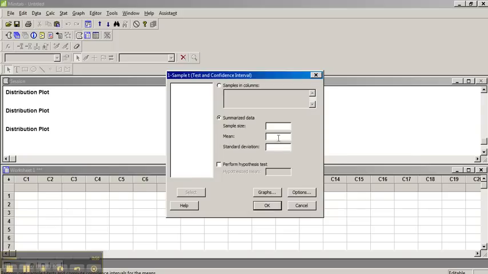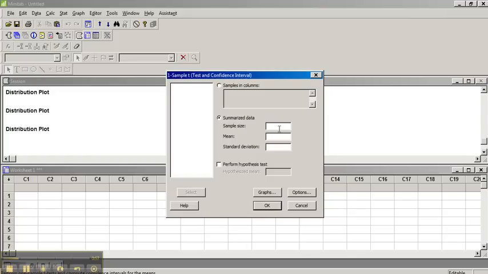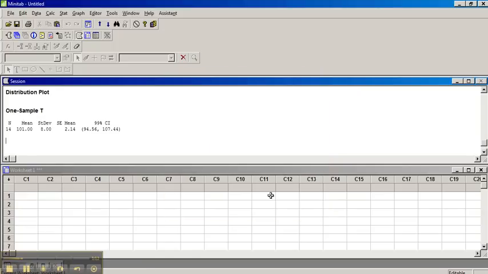Here, summarize data. We're going to input all our values here. We got 101, 8. Sample size was 14. Mean was 101. Standard deviation was 8. You leave this. Options. Make sure it's not equal to. I believe it's at 99%. And then OK, voila. That's all you've got to do.